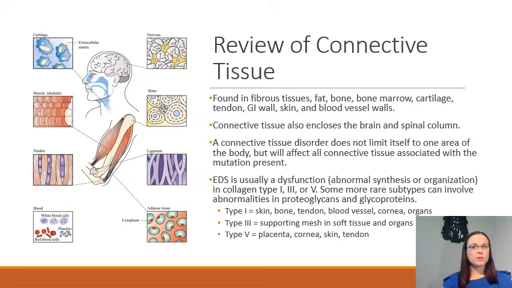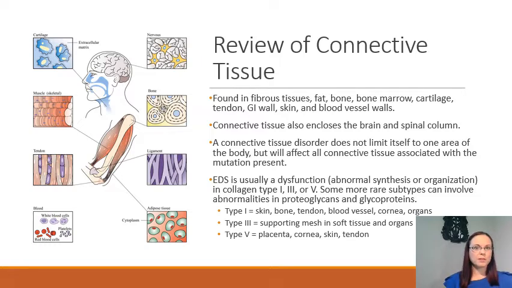Connective tissue also encloses the brain and spinal column as well. So the connective tissue disorder, when a patient presents with one, is not going to limit itself to one area of the body. It's going to affect all the connective tissue for that individual that's associated with the mutation that's present for that disorder. The severity might range from person to person and within the individual based on the system as well. So we're going to see a variety of patient presentations, but it's going to be more global than just the joints affected.